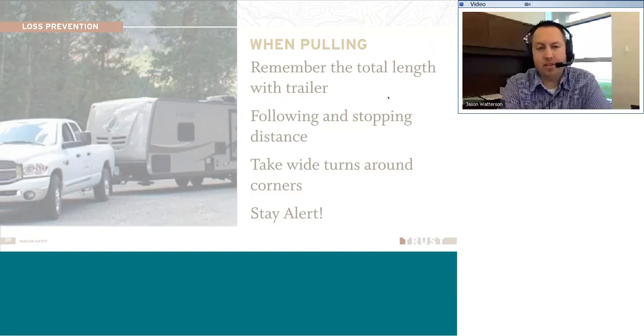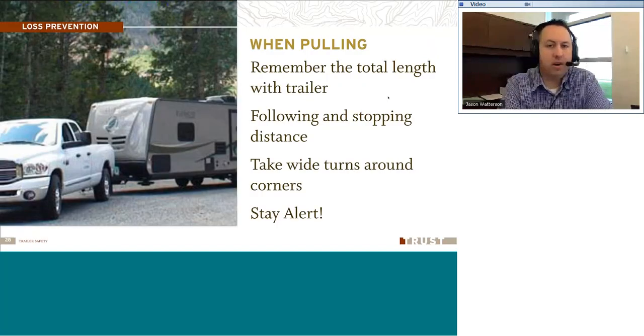So, best practices as far as pulling, things that you want to look for. Remember the total length of the vehicle. When you're connected to a trailer, it's not just the length of the vehicle. When you're going to change lanes, you've got to consider the length of that trailer as well and what's behind you, because you need to give some extra distance there for turning and merging in lanes and even following and stopping distances. You'd want to have some extra space there.